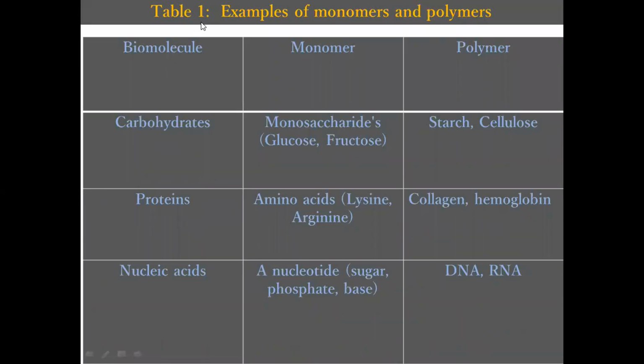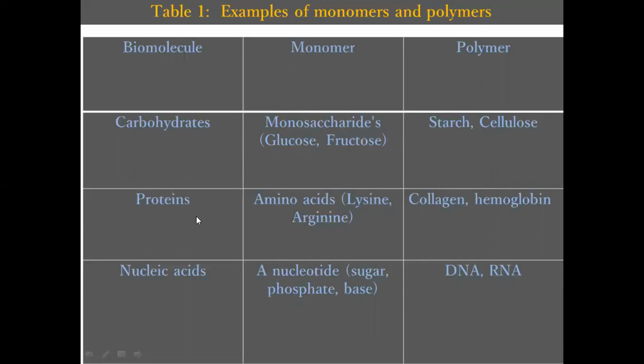This table contains examples of monomers and polymers. So this shows the nature of biomolecules and the respective monomer and polymer. Carbohydrate is a biomolecule, and we know that the monomer of carbohydrate is monosaccharide, which is the basic or smallest unit of carbohydrates. For example, glucose and fructose are monosaccharides. And these combine with one another to form starch or cellulose, which are the respective polymers of carbohydrate.